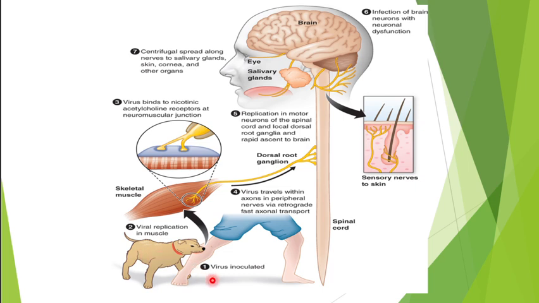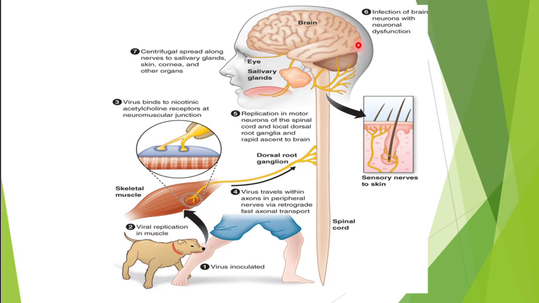So when a rabid dog bites a human, usually the dogs bite the legs, right? In the skeletal muscle, the initial virus replication takes place. Then the virus binds to the nicotinic acetylcholine receptor at the neuromuscular junction, and invades the axons in the peripheral nerves through retrograde fast axonal transport. Multiplication of the virus takes place in the motor neurons of the spinal cord and local dorsal root ganglia, and it rapidly moves to the brain. That's why it is called a rapidly progressive disease.